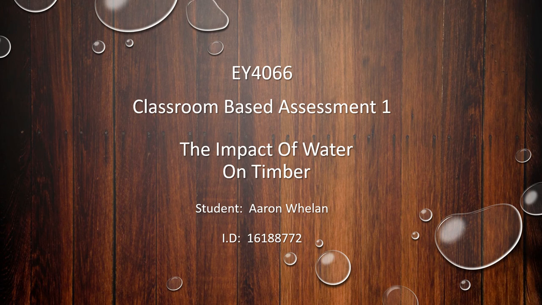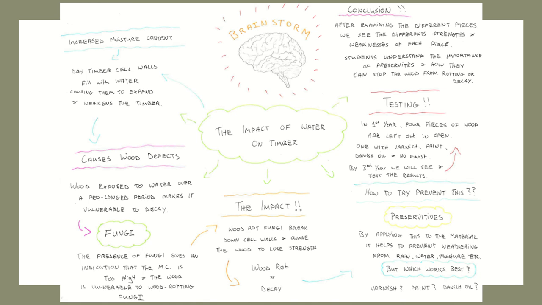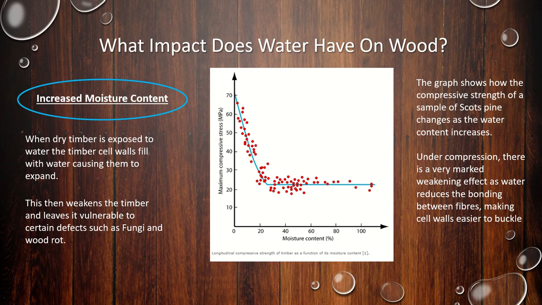So I just start off with a brainstorm, looking at different areas that we're going to focus on throughout the CBA. So moisture content, then maybe wood defects, the impact that defects have, and then we're going to look at preservatives that might help prevent this from happening. We're going to do some testing, and then we'll have a conclusion at the end.